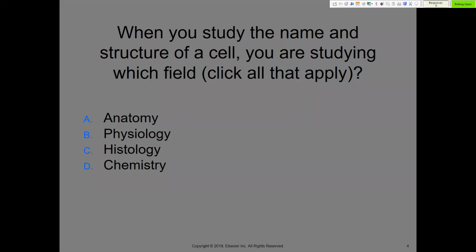I have a few questions to start you off here, to review, that are not on the PowerPoint that you have. And you can play along at home. So when you study the name and structure of a cell, what are you studying? Which field are you studying? You can click all that apply.